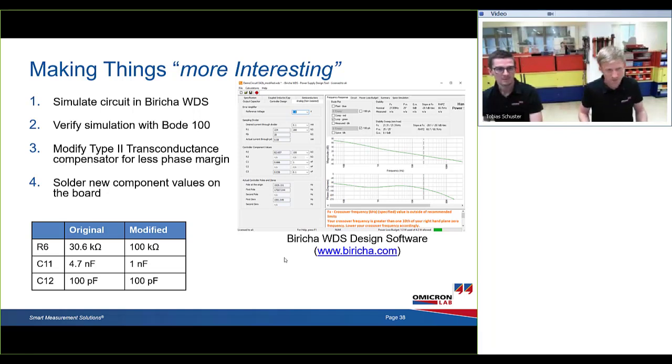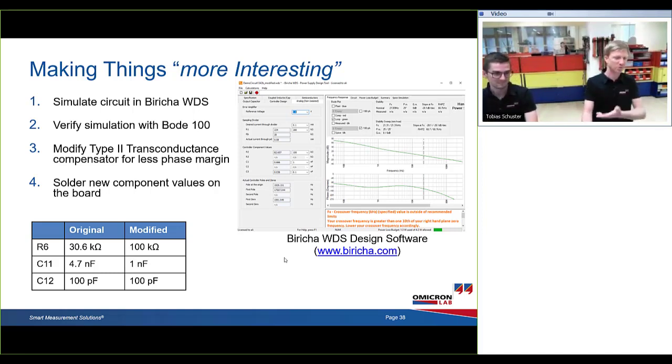So R6 and C11 and C12, no, only R6 and C11 were changed from 30 kilo ohms to 100 kilo ohms, and 4.7 nanofarads to 1 nanofarad. C12 stayed at 100 picofarads. And with that, we could bring down the phase margin to make it a little bit more interesting for the stability measurement, especially for the transient response.